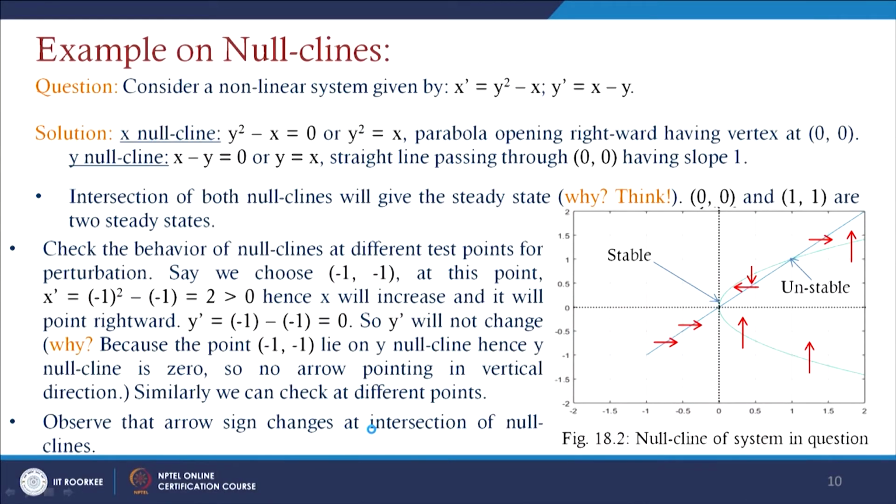Now let us go through one example on null clines. Suppose we consider a nonlinear system given by x' equals y square minus x and y' equals x minus y. First, to draw the null clines, we have to put x' equals 0 and y' equals 0. If we put x' equals 0, we have the equation y square minus x equals 0, or y square equals x, which represents a parabola opening rightward with vertex at (0, 0), which we have represented here.